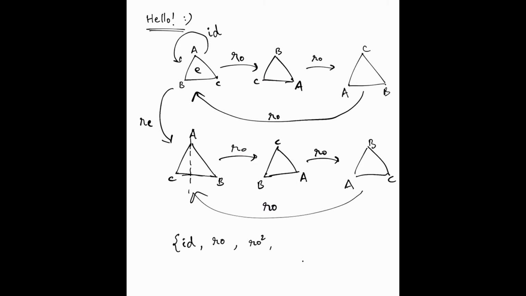It could be reflection. It could be rotation composed with reflection, and rotation square composed with reflection. That's precisely what I have written. So this triangle here is rotation square times reflection. And I'm not going to write reflection square because that's the identity map again, clearly.